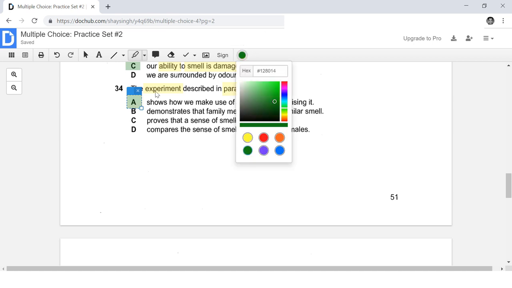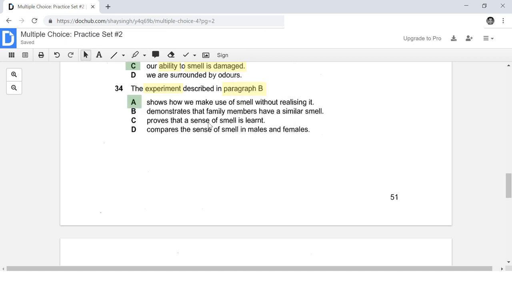Pretty sure of that, but let's just run through the other answer choices just to make sure. B says that the experiment demonstrates that family members have a similar smell. No, it doesn't say that. It mentions family, but in a different context. Option C says that the experiment proves that a sense of smell is learnt. No, it says nothing about learning. And then D says that the experiment compares the sense of smell in males and females. Nope, says nothing about males and females. So the correct answer is A.